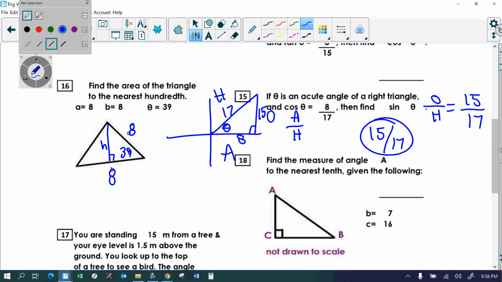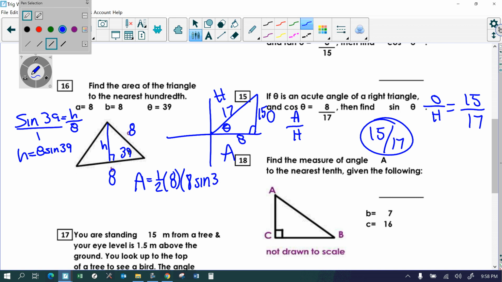So how to find that? I need the opposite over the hypotenuse. Sine again. So the sine of 39 equals the opposite, h, over the hypotenuse, 8. Cross multiply, h equals 8 sine 39. That's the height. Remember, the area of a triangle is 1/2 the base, which is 8, times the height, which is 8 sine 39. So 4 times 8 is 32 sine 39 is the exact area.